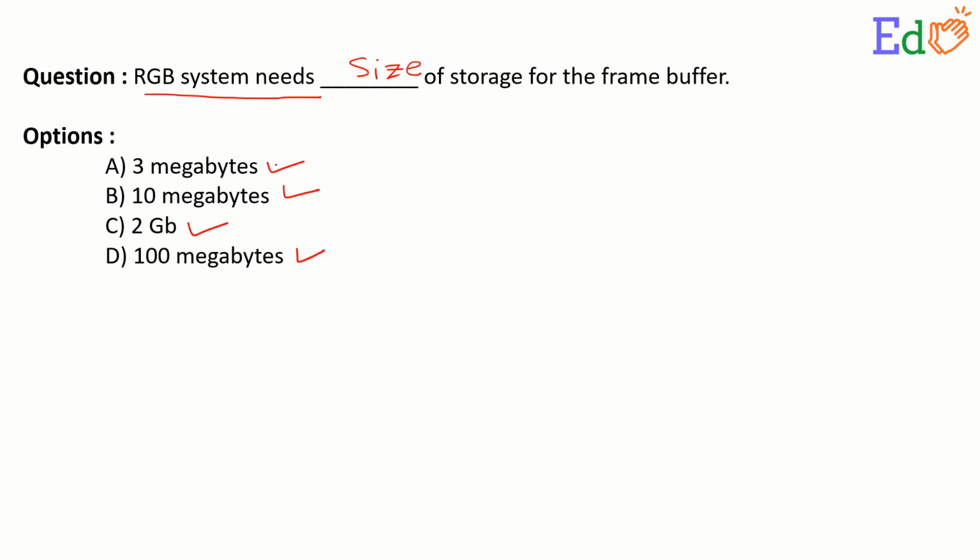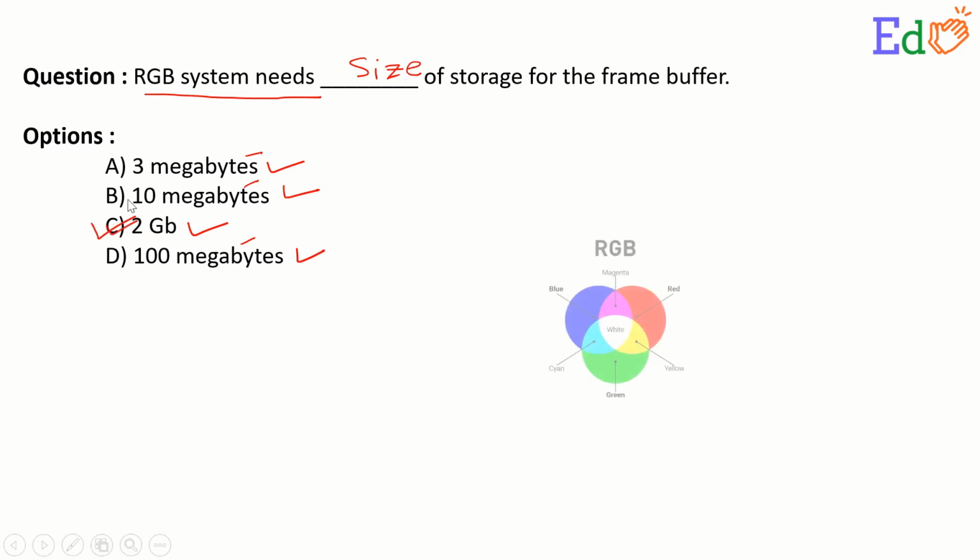So option A, option B, and option D are in units of megabytes: 3, 10, and 100. But option C is 2 gigabytes. Giga means 10 to the power of 9, so 2 into 10 to the power of 9 bytes. So we'll be going for option C here.